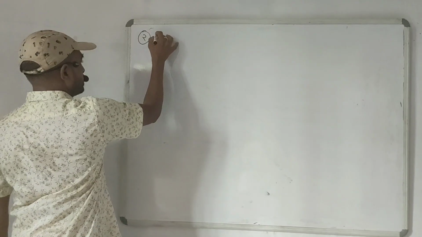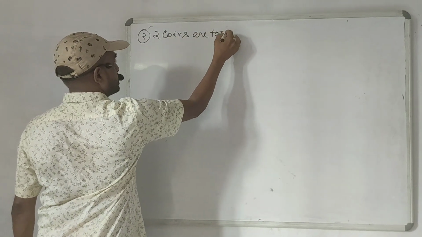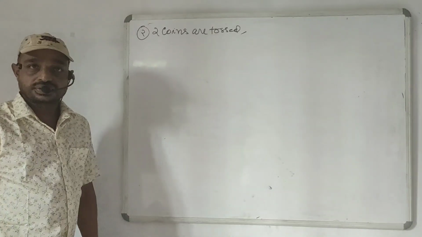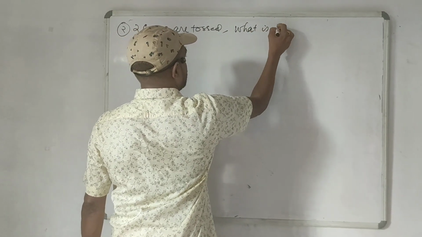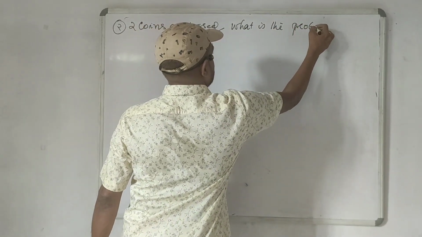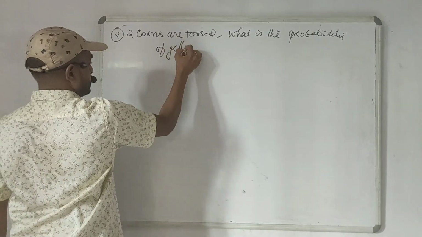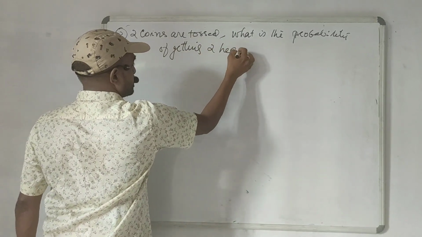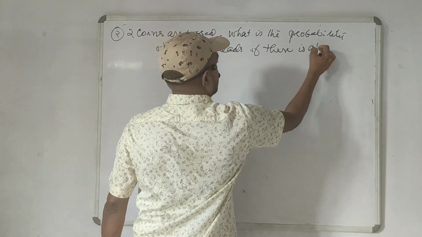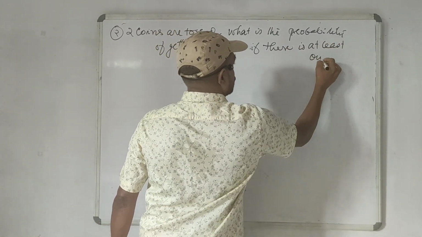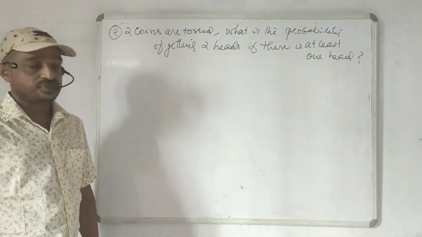Second problem. Let us consider the random experiment of tossing two coins. Two coins are tossed. What is the probability of obtaining two heads if there is at least one head?